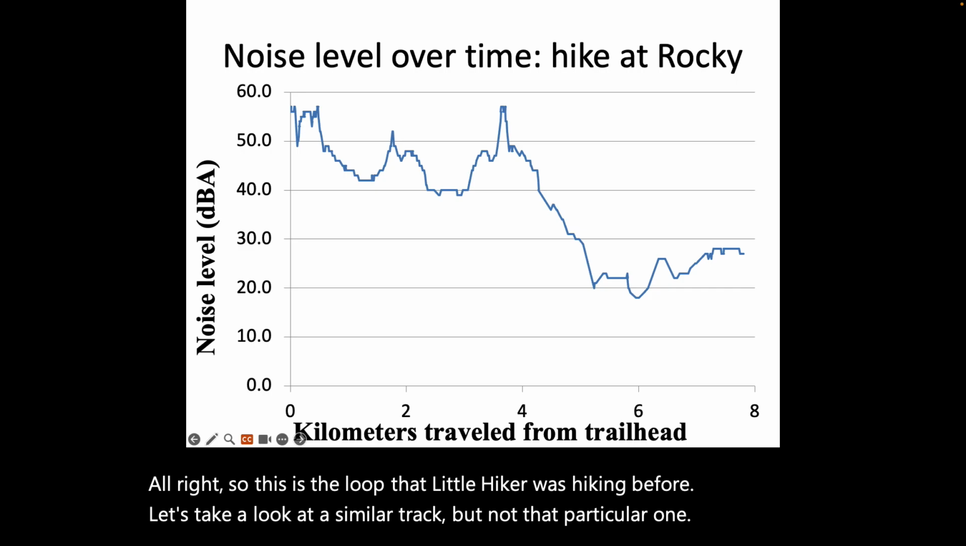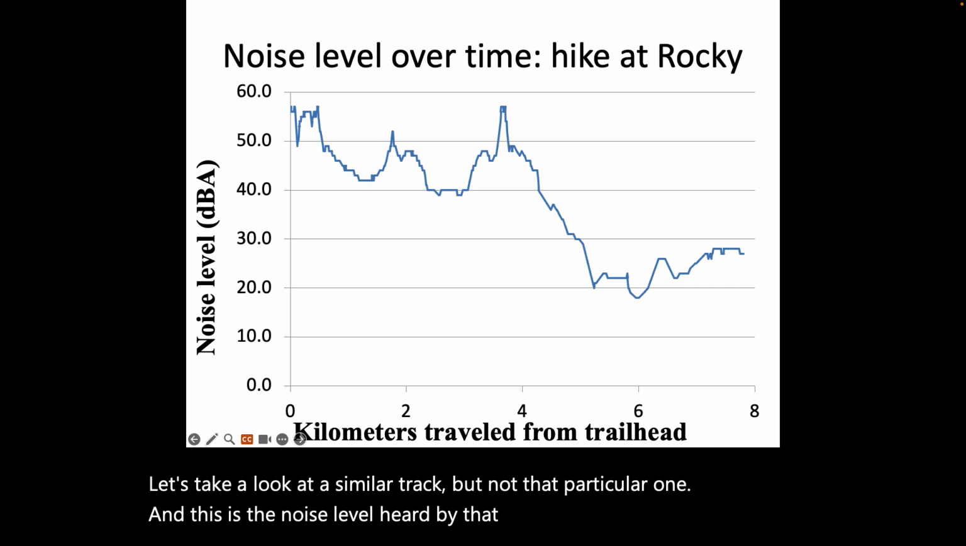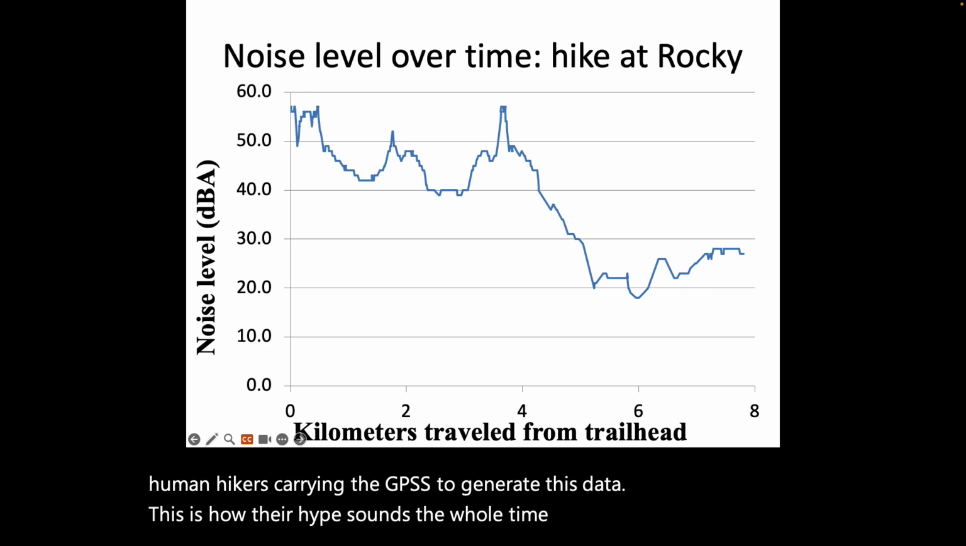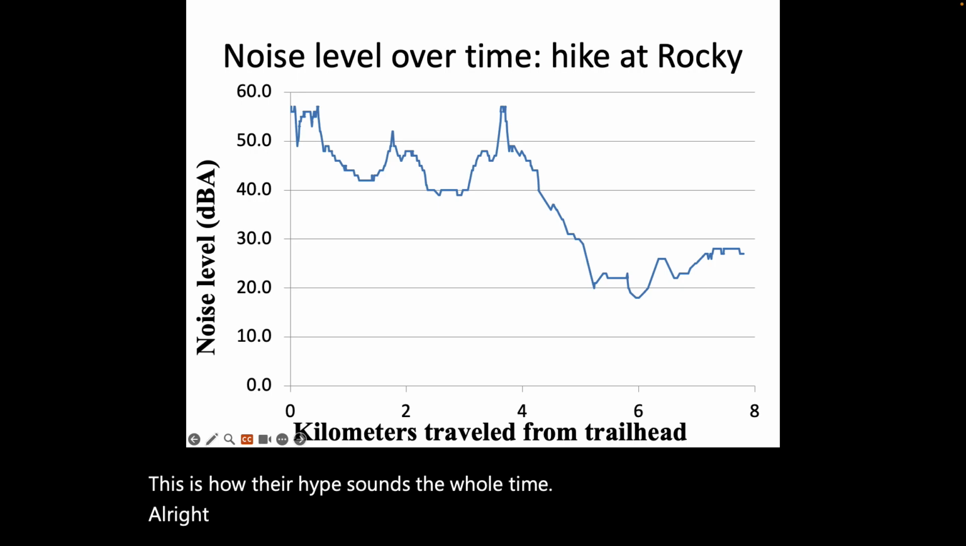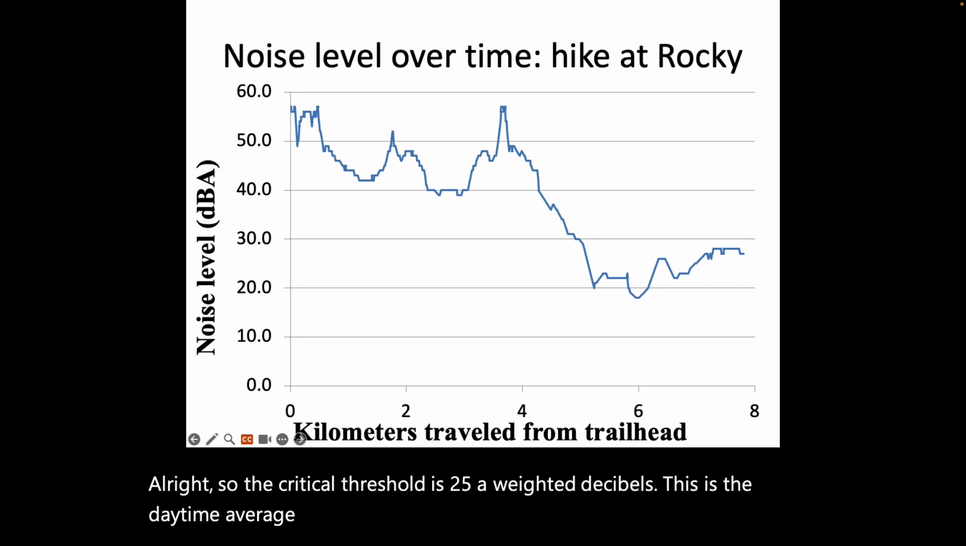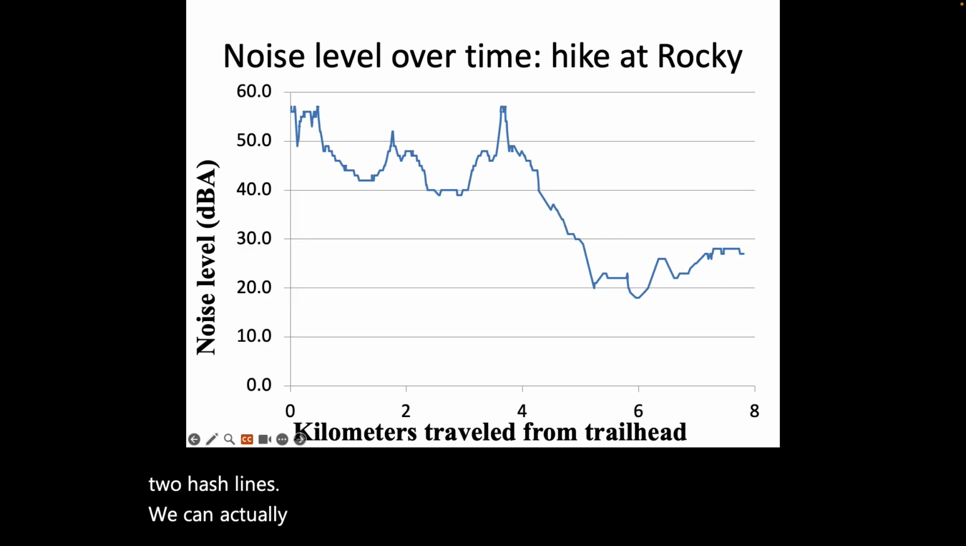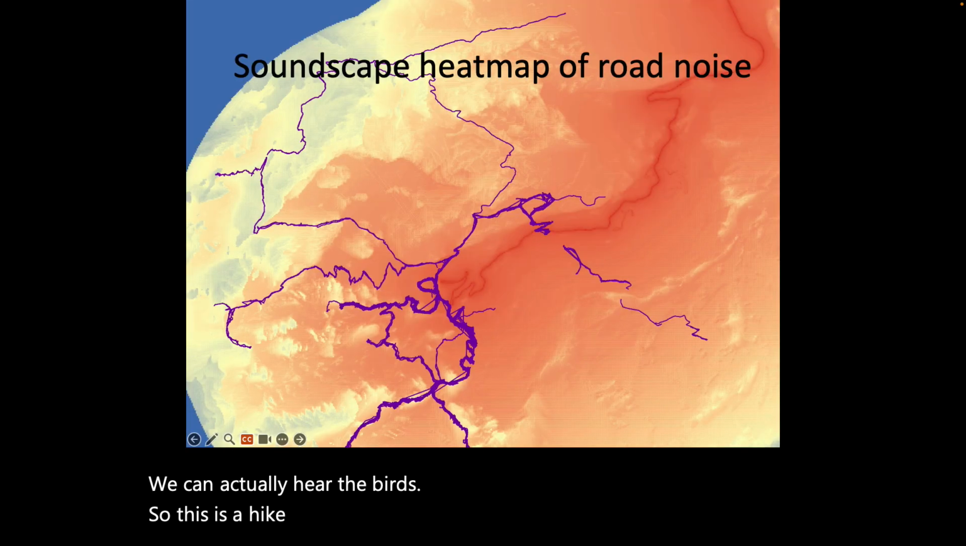And this is the noise level heard by that little virtual hiker, or actual real human hikers carrying the GPSs to generate this data. This is how their hike sounds the whole time. All right? So the critical threshold is 25 A-weighted decibels. This is the daytime average loudest natural sound pressure. So halfway between these 2 hash lines, we can actually hear the birds. Okay? So this is a hike, not that loop, but this one right here.